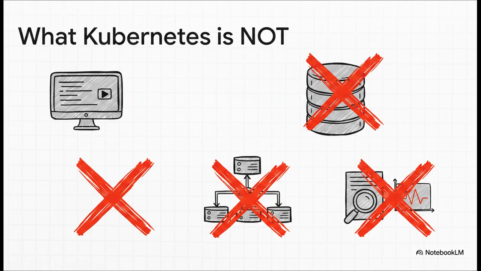Now, it's also really important to understand what Kubernetes is not. It's not some kind of magic wand. It doesn't build your application for you, and it doesn't give you things like databases right out of the box. Think of it more like the foundational operating system for the cloud. It gives you all these powerful building blocks to run your applications, but it still gives you the freedom and flexibility to choose your own tools.